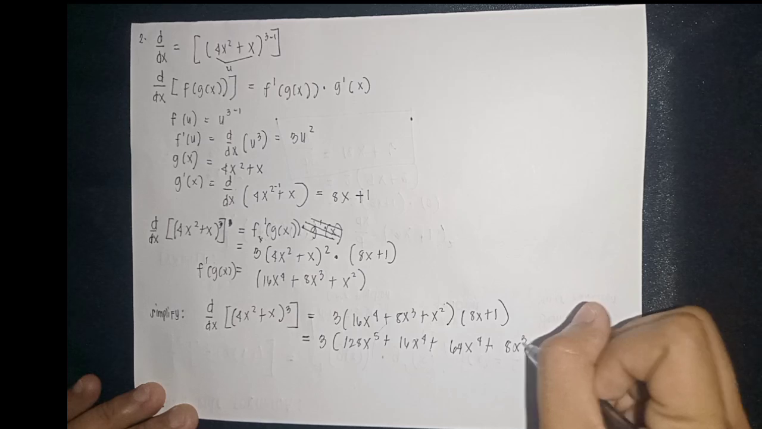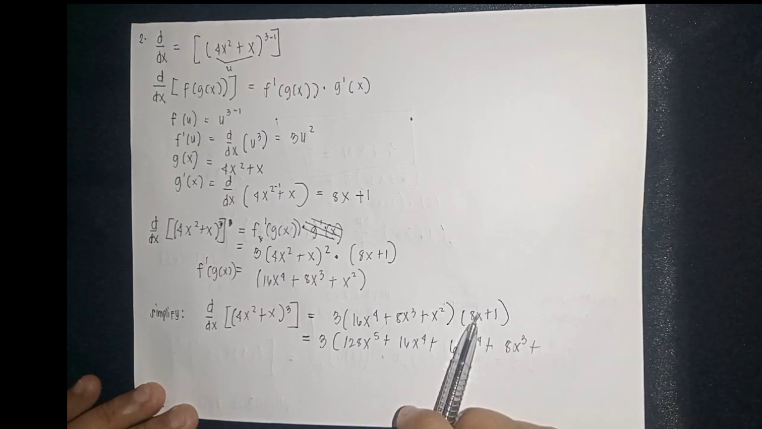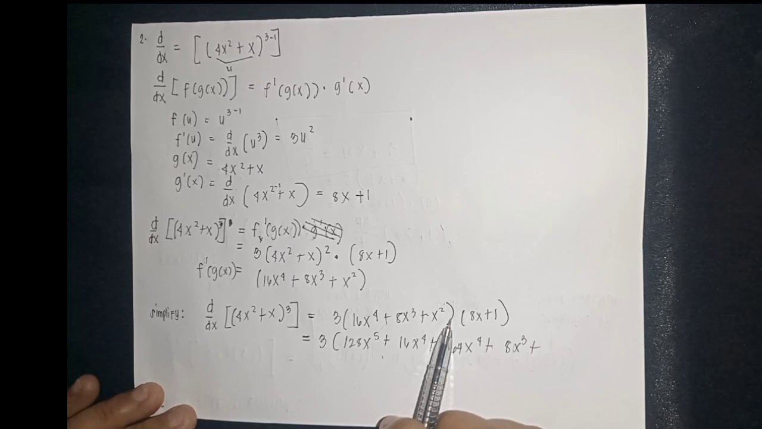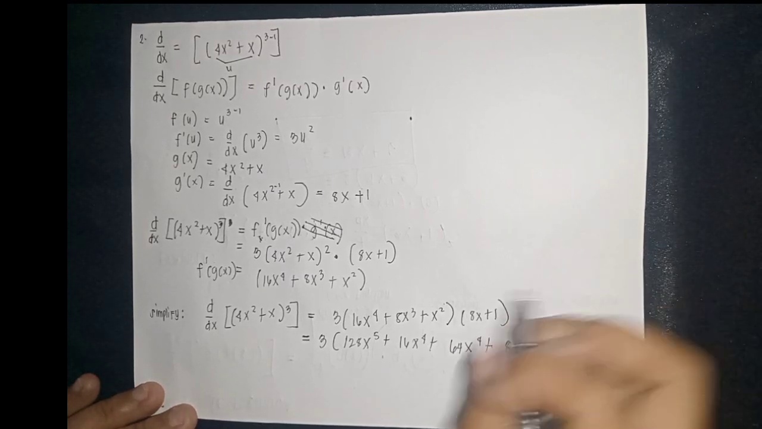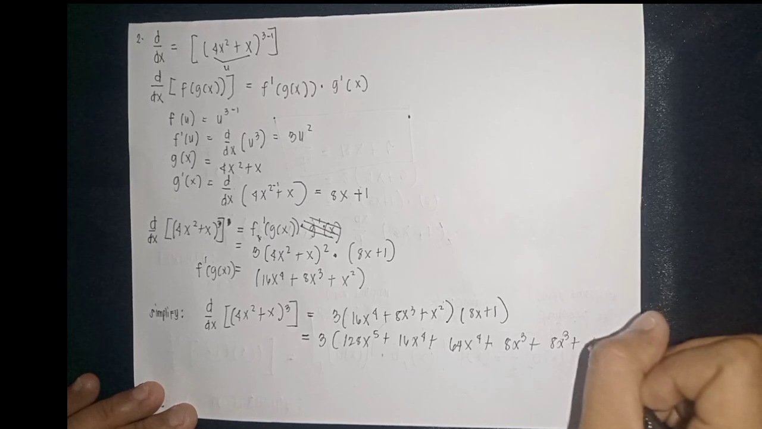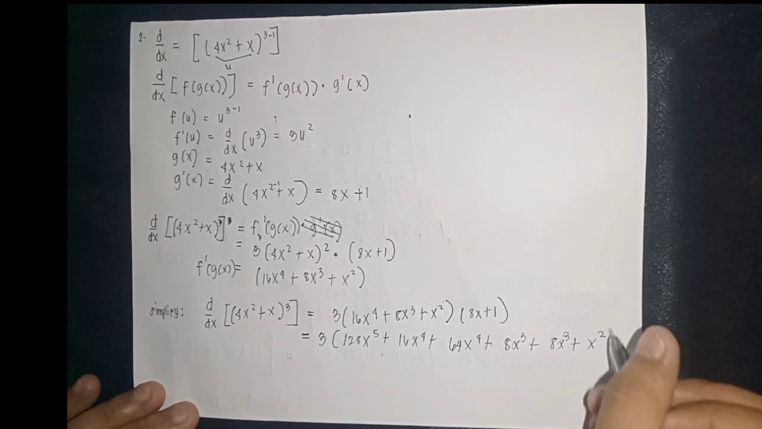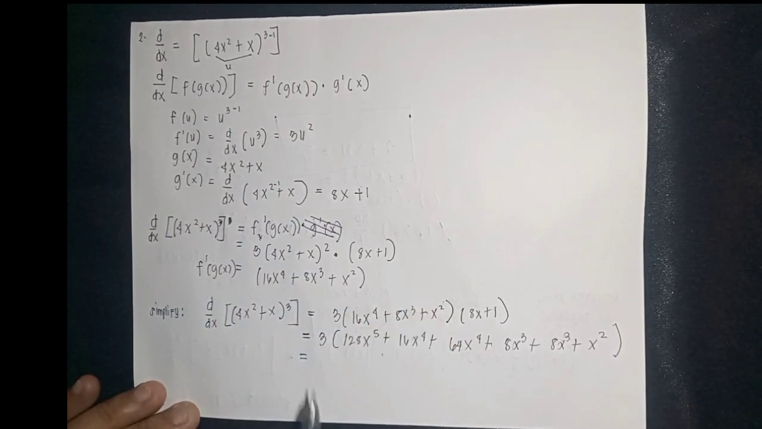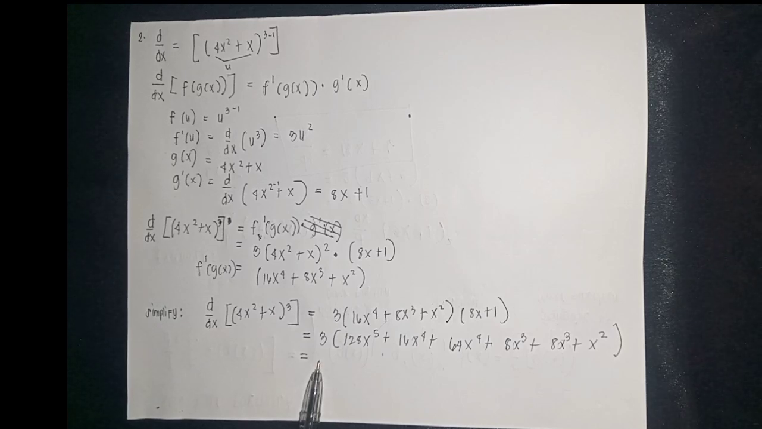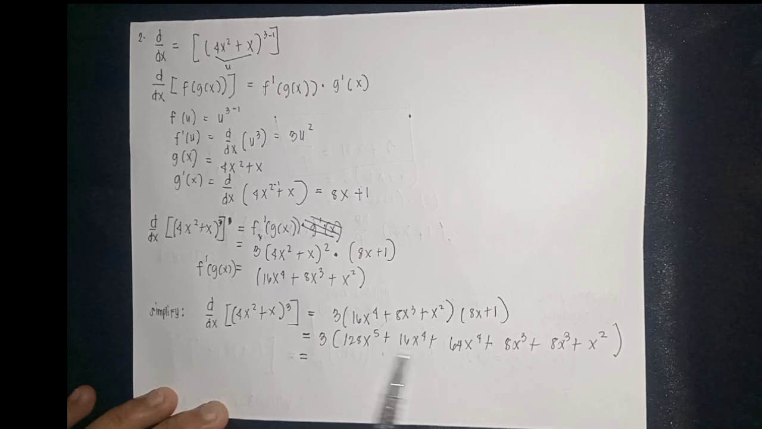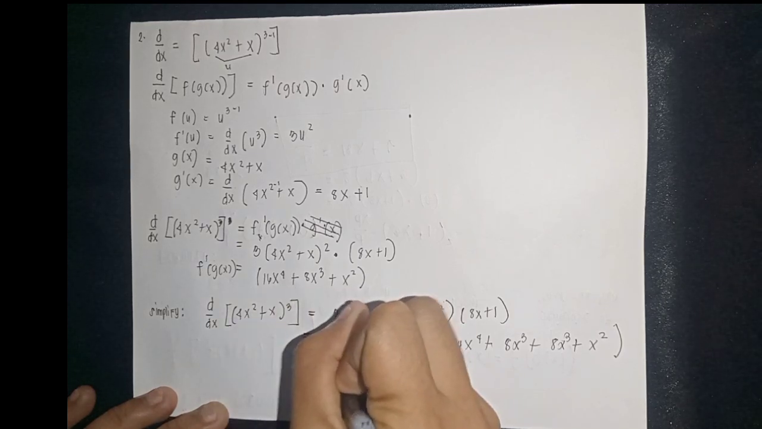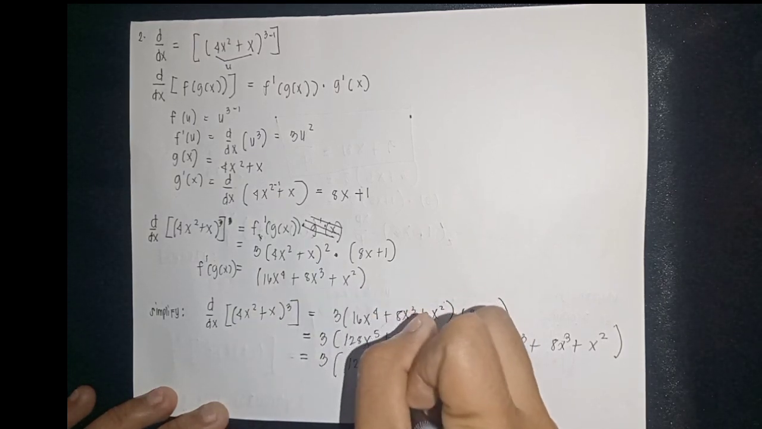Then 8x cubed times 1, so plus 8x cubed, plus x squared multiplied by 8x, so it is equal to 8x cubed plus x squared. So after this, we have to multiply it with 3. We have to multiply it to their common variable and common numbers. So we notice that 16x raised to 4 and 64x raised to 4 are like terms.